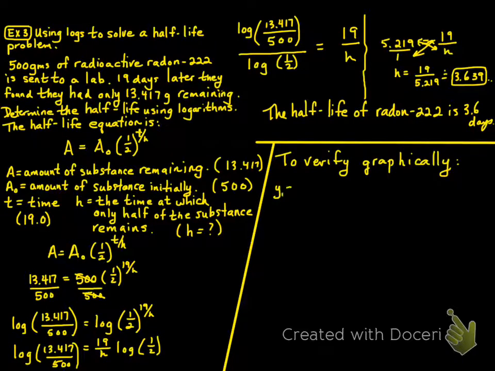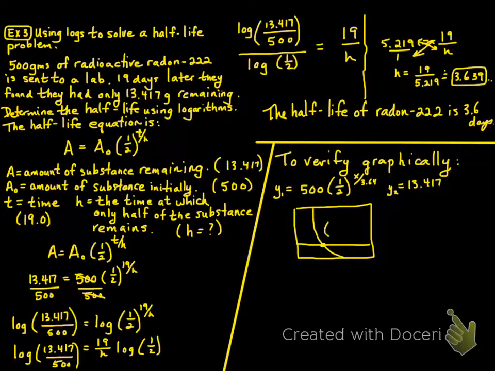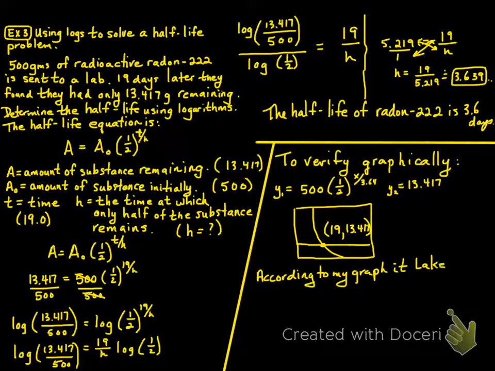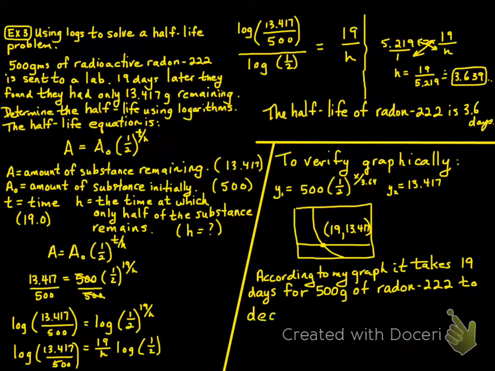To verify graphically, you can plug into your graph, make y1 the left side of your equation, and you can make y2 the right side of your equation. And then where these two graphs intersect, when x is 19, y is 13.417. It's showing you that 19 days is how long it's going to take to produce 13.417 grams of radon 222.